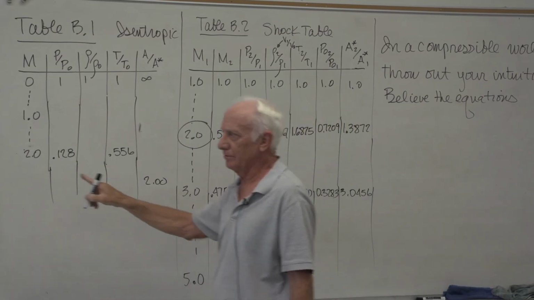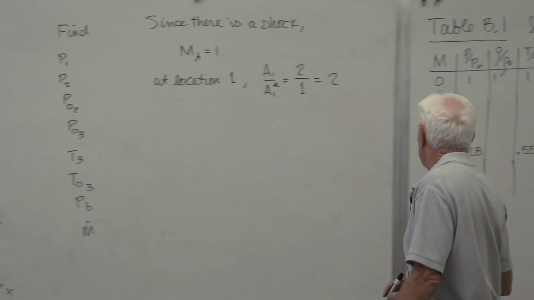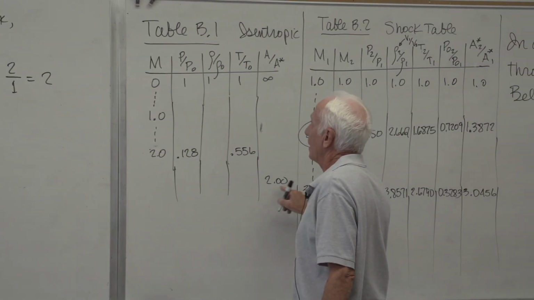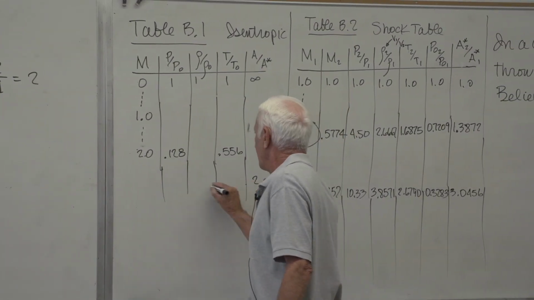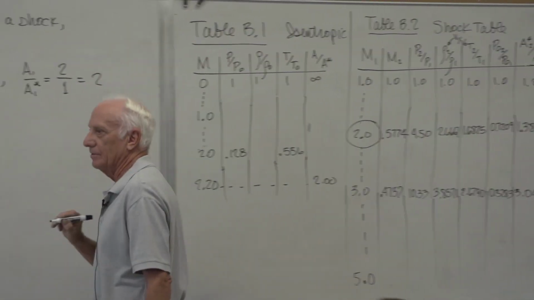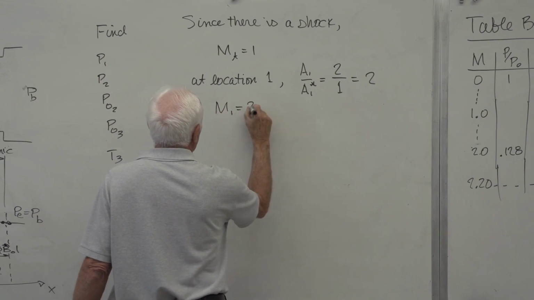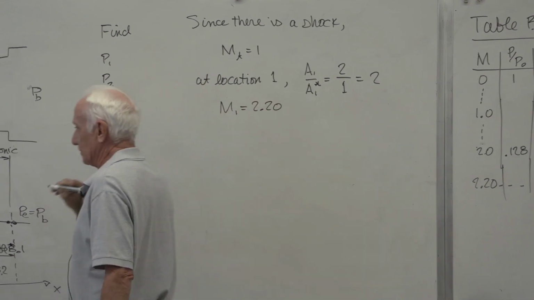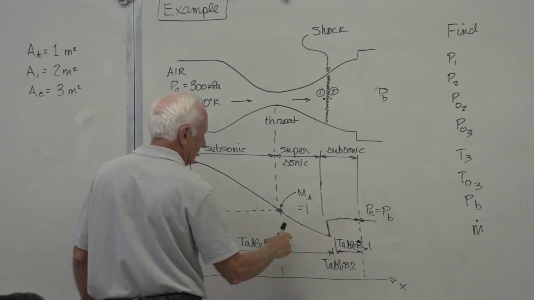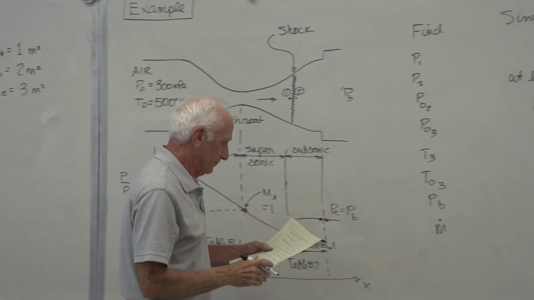You know the rule. There's a picture, road map. You've got the road map, life is easier. Okay, what do I want? I want to find this guy. Go across here, find him. 2.20. Mach number at 1 equals 2.20. It's supersonic. Of course it is. Look at my road map, where my finger is. Supersonic. Got it.